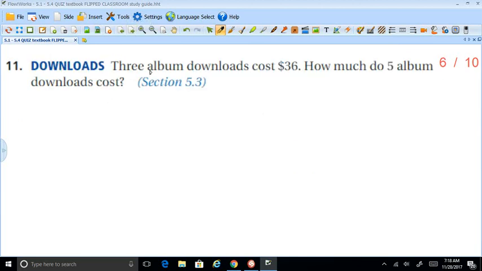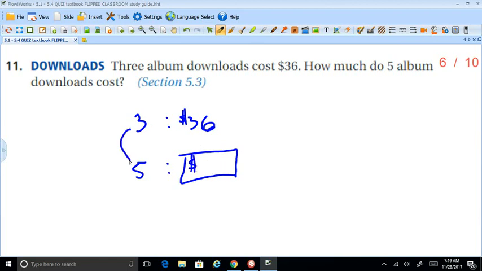Number 11, 3 albums cost $36. So let's take what we know. 3 albums, $36. That's what they tell us. How much would 5 album downloads cost? So 5 albums, we want to know the price. We don't know this. This is what we need to figure out. How can we get it? Can we get from 3 to 5 very easily? The answer is no. So what we should do is find the unit rate. Let's scale this down and find the unit rate.